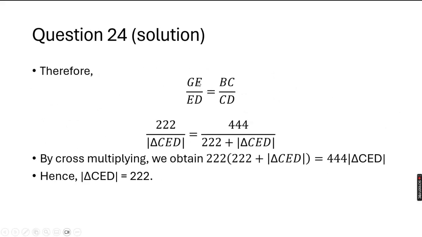So using the similar triangles, we get GD over ED equals BG over CE. Area of BGD over area of CDE equals 444 over 222 plus area of CDE. So we cross multiply and we get area of CDE equals 222.